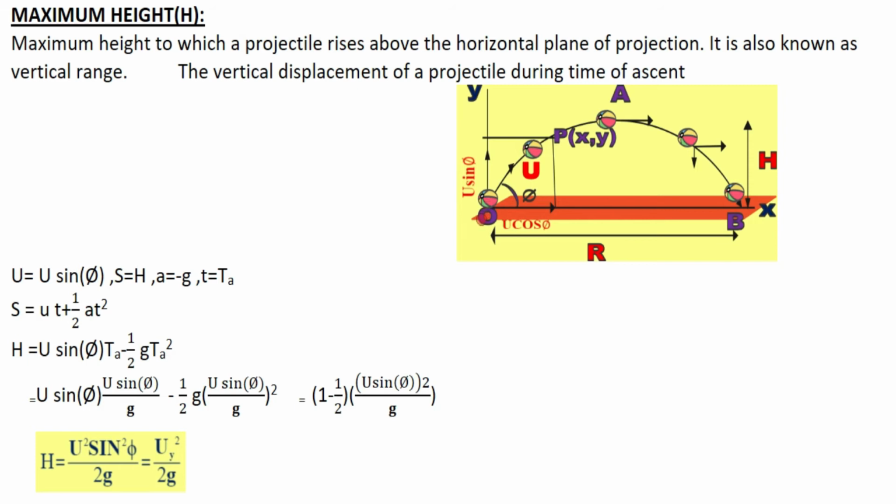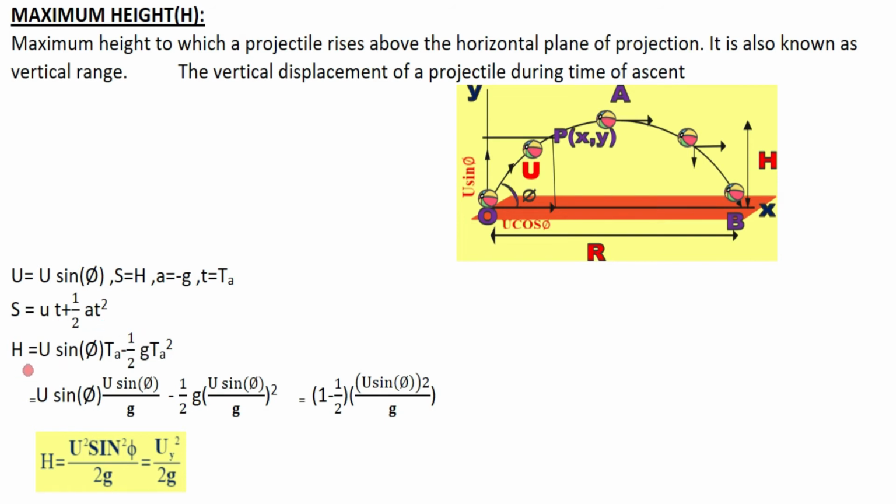Let us think in terms of vertical direction. Along vertical direction, the initial velocity is u sin phi, the vertical displacement covered by the projectile is s equal to h, the acceleration a can be taken as minus g, and the time taken is the time of ascent Ta. Now I'll use the formula s is equal to ut plus half at square. Substituting, s is h, u is u sin phi, t is Ta, a is minus g.